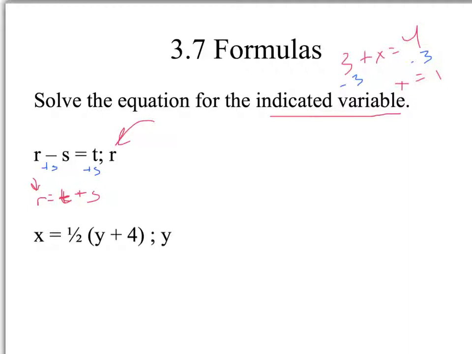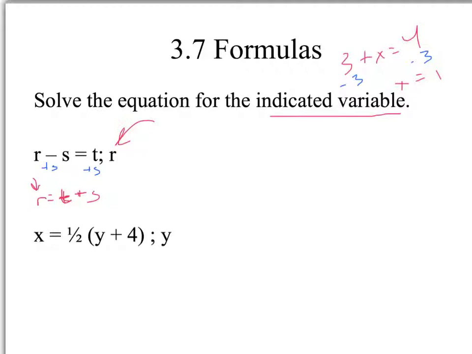Alright, second problem. We have x is equal to half times the sum of y and 4. So now I'm going to get y all by itself. Before, in chapter 3, we talked about distributing. In this problem, we could distribute to begin with and then solve for y. Or we could take one step and get rid of that half right away.